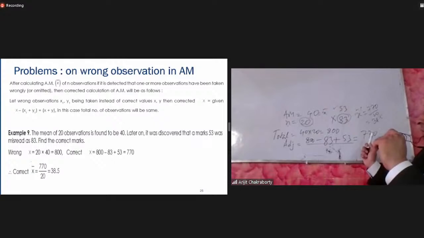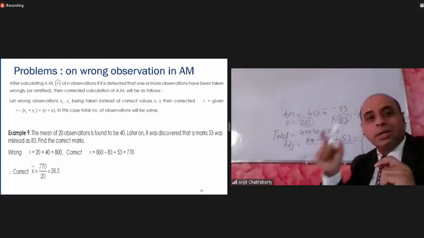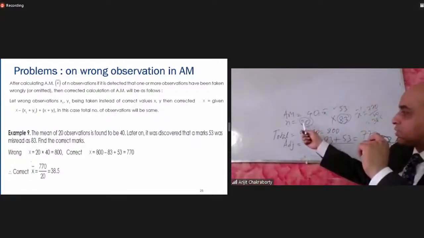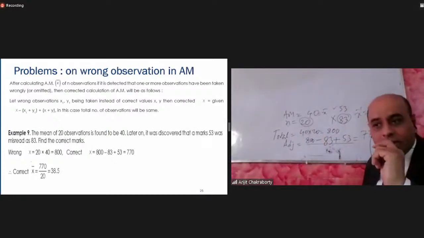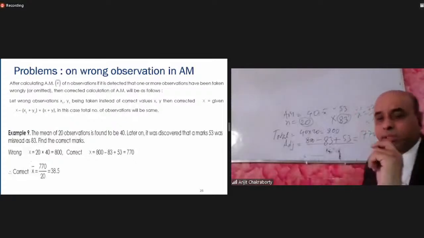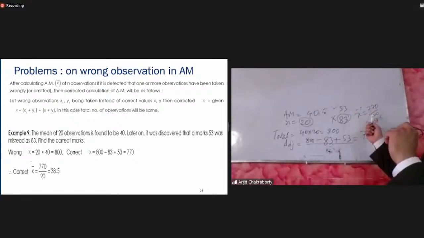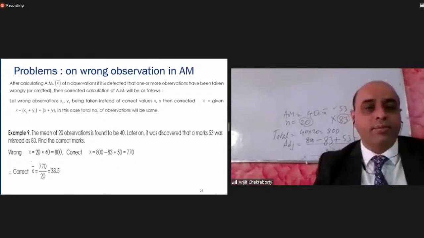And 770 is the actual grand total. The number of observations will be the same, 20. So the new grand total is 770, and from this you can get the average score, which comes to 770 divided by 20, which is 38.5.